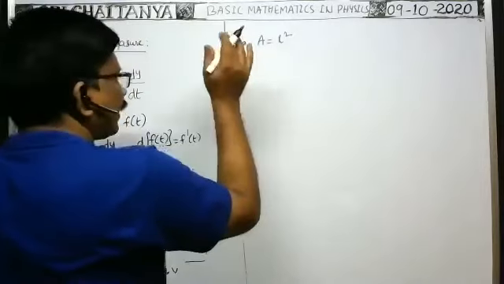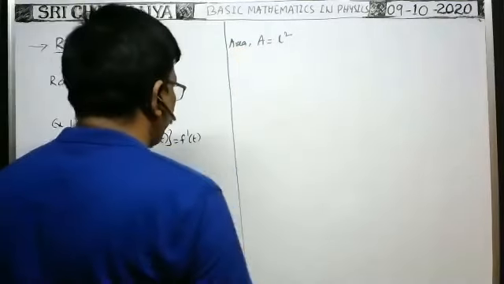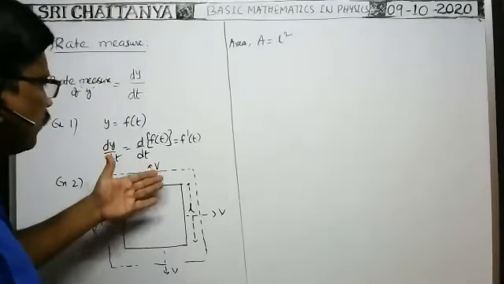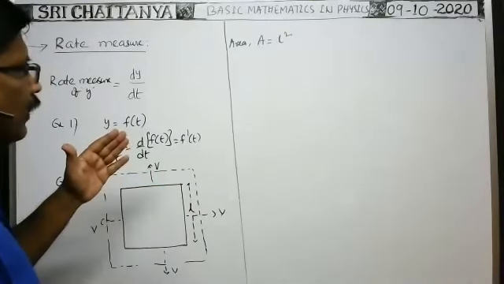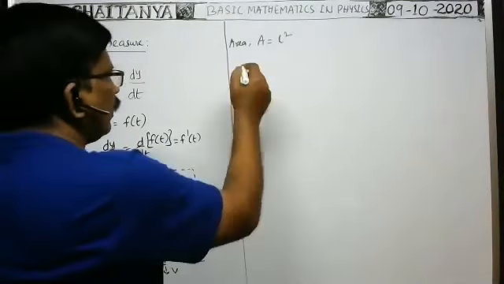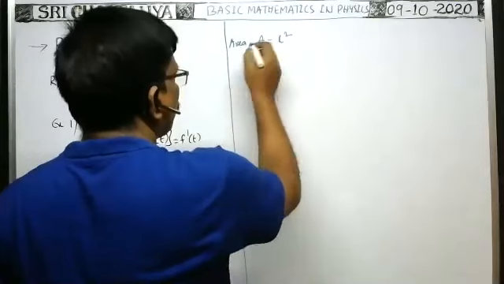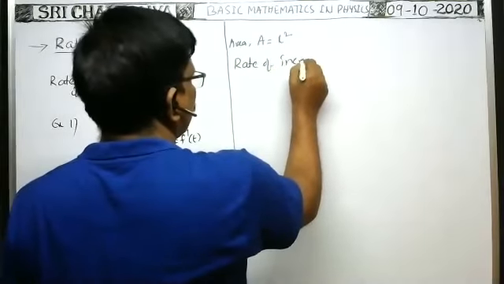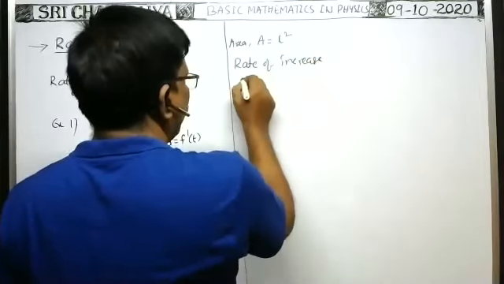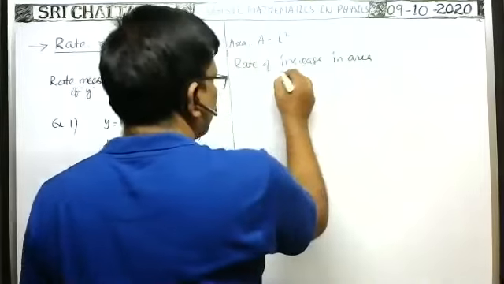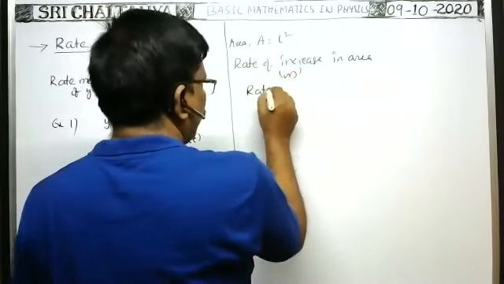Here they asked the rate of increase in area of the square frame, whenever all sides are moving away with speed v. What is the rate of increase in area, or the rate measure of area?